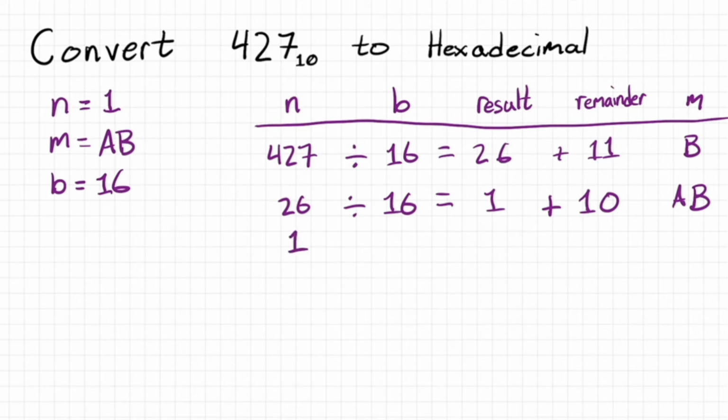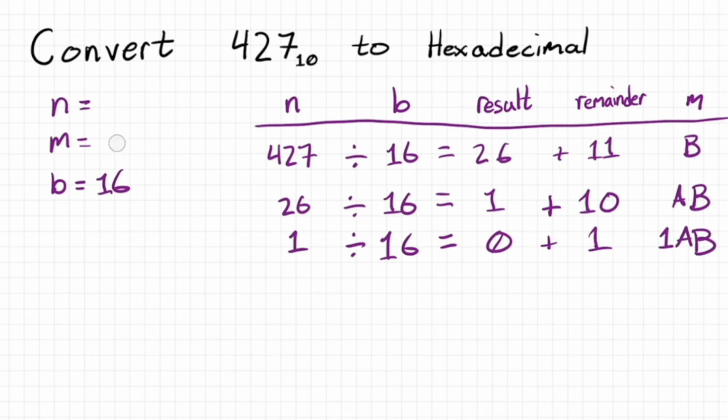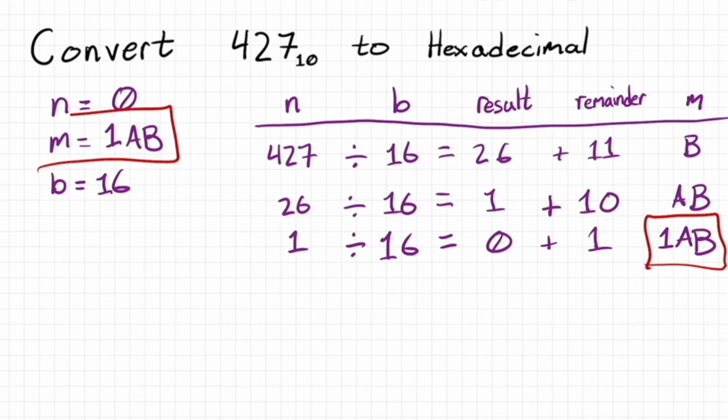So we put 1 here, divide that by our base, which is going to result in 0 with a remainder of 1. And then we are going to add that as our next digit to the left. So we get 1AB, and we overwrite N with 0, and then M is going to be 1AB. And just as before, since N is 0 now, we know that we can stop, and we know that our answer is going to be 1AB, or whatever is contained in M.